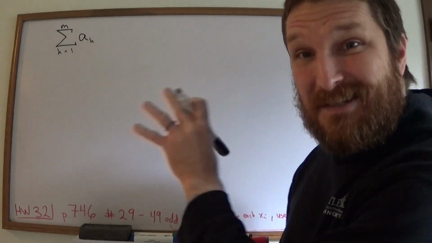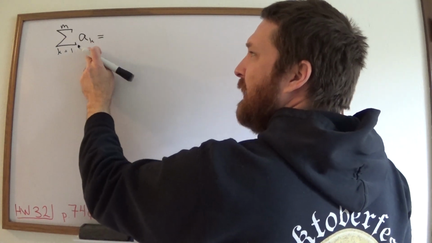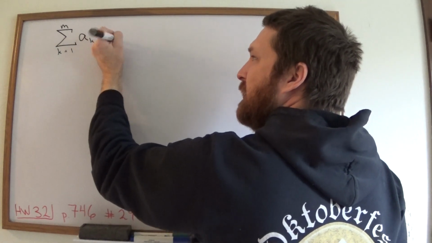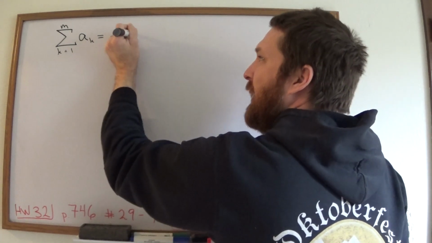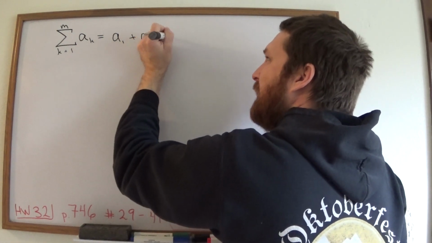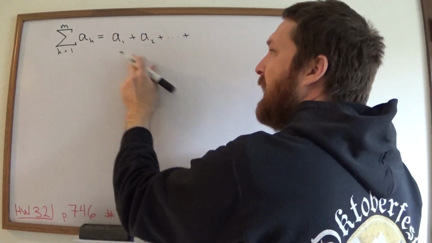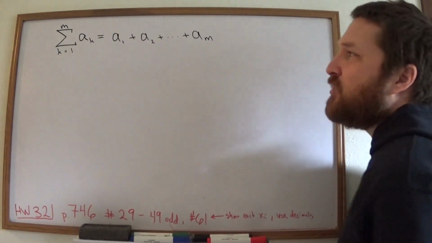What? What does this mean? Well, this means you're just adding up the AKs, and you're starting here with 1. So the K is 1. Then you add that to when the K is 2. And then you add that to, and you keep going and you just add them all up until you get to the mth term.